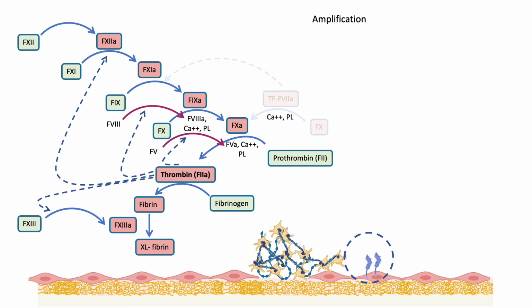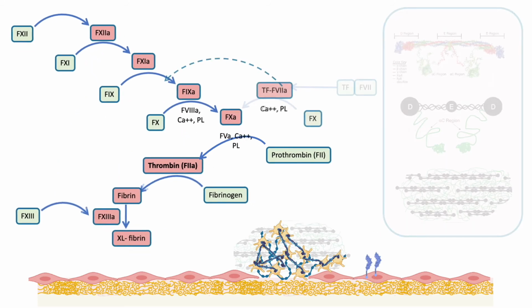Thrombin is a key molecule in the coagulation cascade. It is important to amplify the cascade, and this is due to its activation of factor 8 to factor 8A, factor 5 to factor 5A, and factor 11 to factor 11A. The cumulative action of all these activations is the amplification of the cascade and the generation of factor 10A and subsequently thrombin, which is termed the thrombin burst.